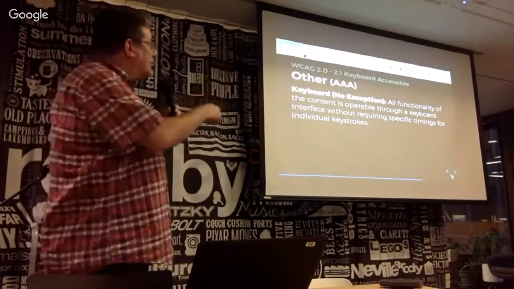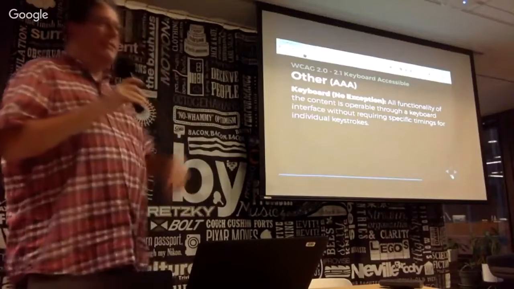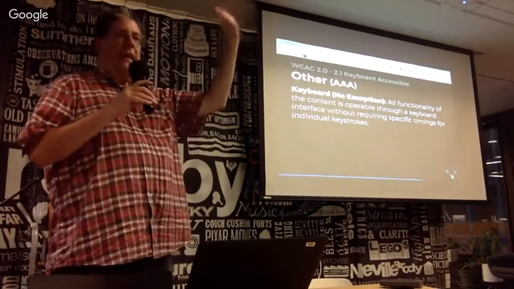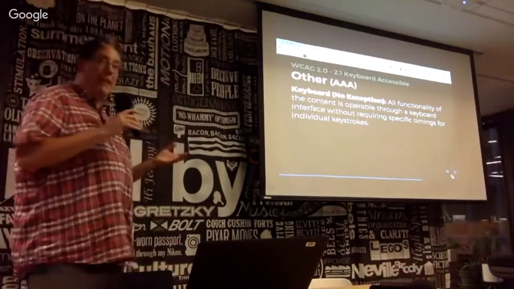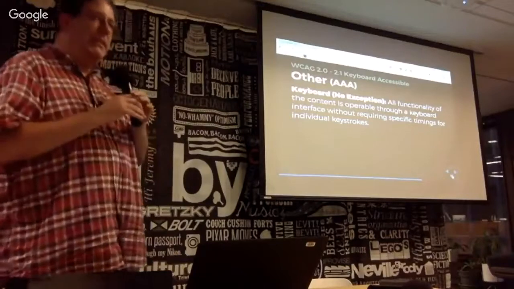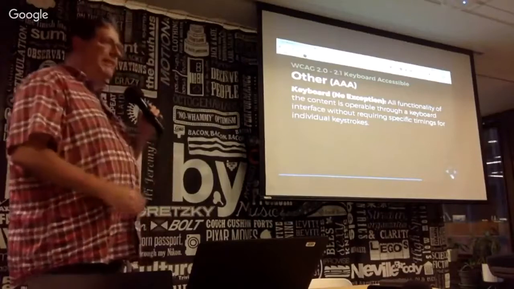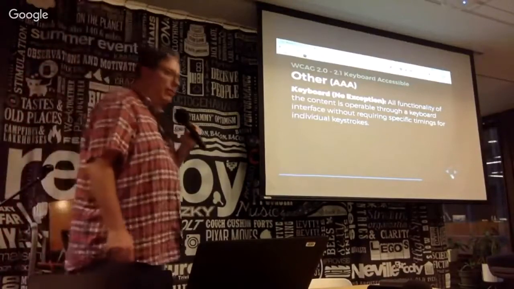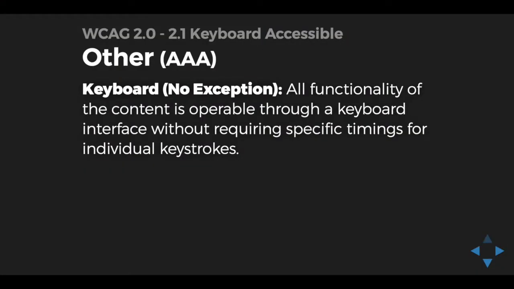So the last one under keyboard accessibility is actually a AAA. And once again, WCAG is divided amongst A, AA, AAA. The baseline standard tends to be AA. So this is a AAA. Typically you can get this maybe on a page, a few pages. Having a whole site be AAA compliant is very difficult, almost impossible. But in this case, no exception. The keyboard has to be able to do everything without requiring specific timings for individual keystrokes and such.